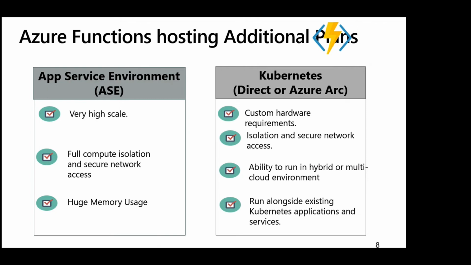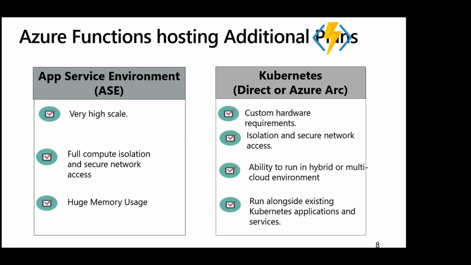Again, Azure Arc: custom hardware requirement, isolation and secure network access. Again, this is the ability to run it in hybrid or multi-cloud environment. So if you want to run it on-prem or in any other cloud, you can use that. And run alongside existing Kubernetes applications and services. So if you already have AKS applications and you want to run Azure function as a part of those applications or microservices, you can plug it into that. So that's a new plan which was launched a few years ago.